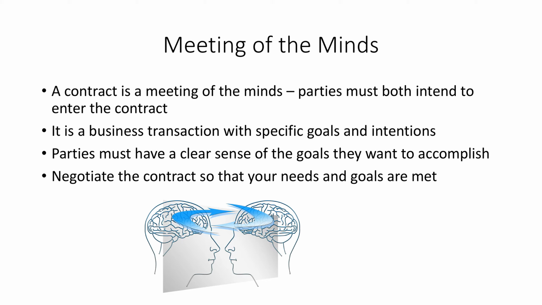So to be a contract, the critical point is you have offer, acceptance, consideration, but there must be a meeting of the minds. So if there's not a meeting of the minds, there is no contract. Parties must both have intended to enter into this contract. It's important to realize that this is really a business transaction, and it has specific goals, and there are specific intentions that the parties have, and that the goal of this agreement or contract is to memorialize in writing those goals and intentions. The parties must have a clear sense of what those goals are that they want to accomplish, because otherwise, how can you memorialize that?